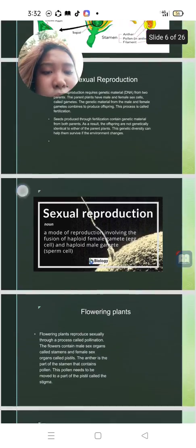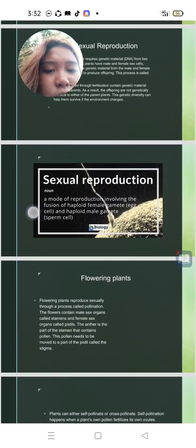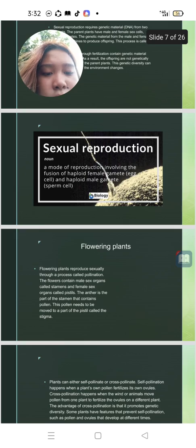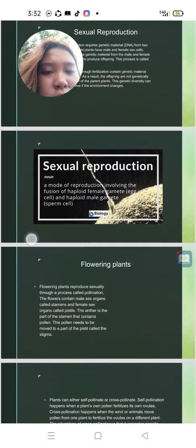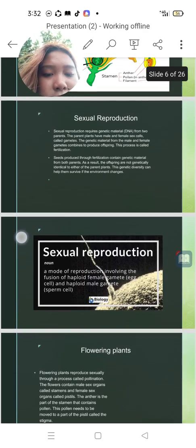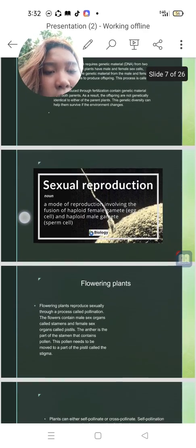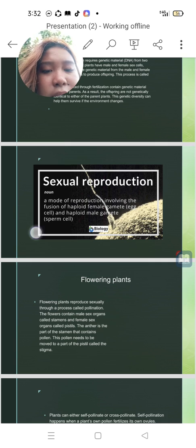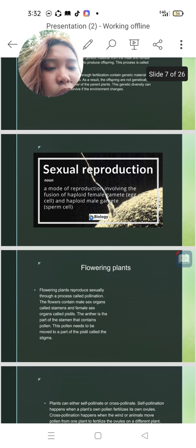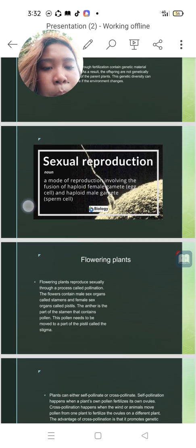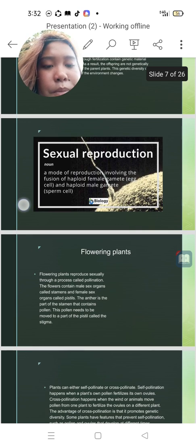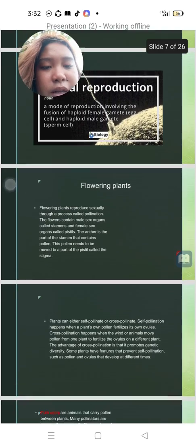Next, let's proceed to sexual reproduction. So what is sexual reproduction? That is it, guys. This sexual reproduction is shown in the image below, guys. It is a mode of reproduction involving the fusion of haploid female gametes, egg cells, and haploid male gametes, sperm cells.